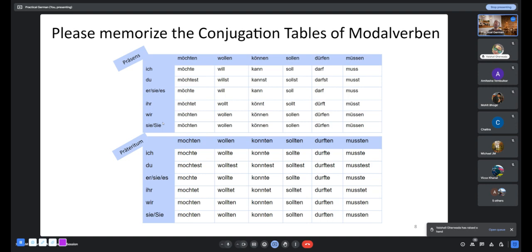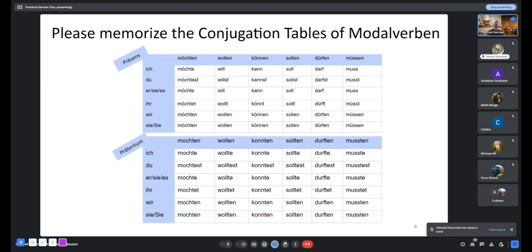That's fine. Now there are four left: ich, du, er, sie, es, and ihr. If you look at ich and er, sie, es, it's almost the same: möchte, will, kann, soll, darf, muss. So if you know it for ich, you know it for er, sie, es, because the conjugation is the same. Now only du and ihr are left. If you look at du, all you have to do is add the sound of st at the end.